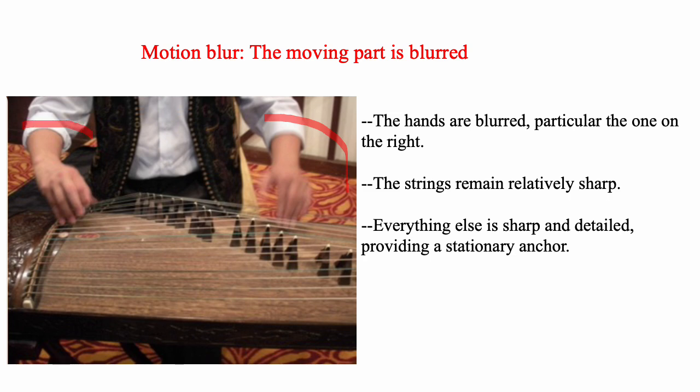This hand is much clearer, so it indicates that it's more stationary. The strings remain relatively sharp because they vibrate in a very small space. And the body of the instrument, the vest, and the background are all sharp and detailed, providing the stationary anchor.